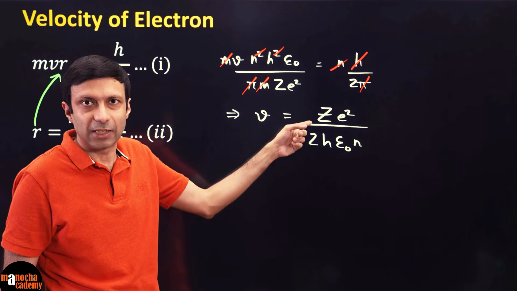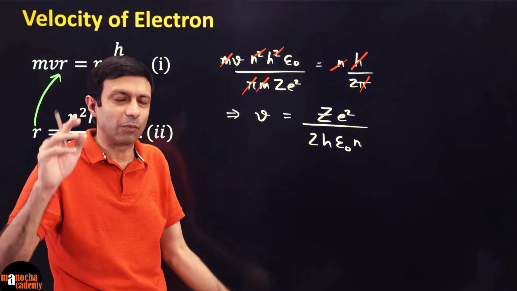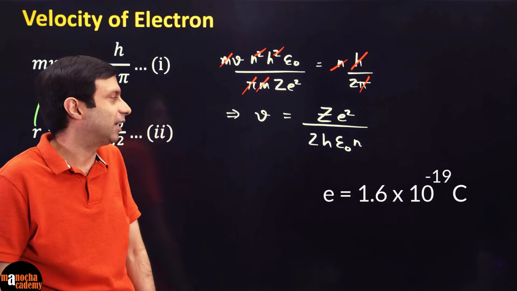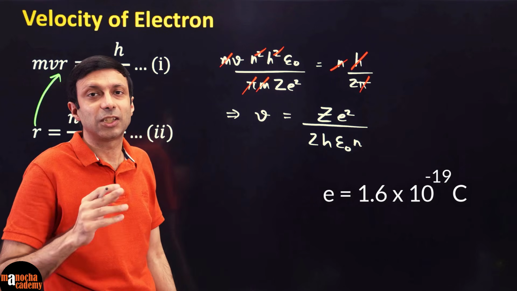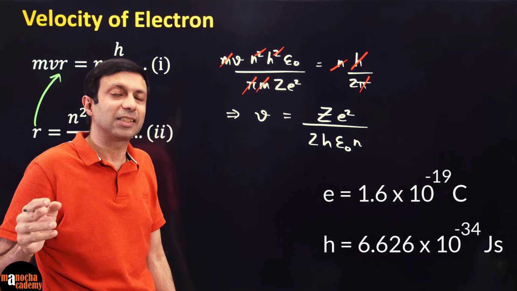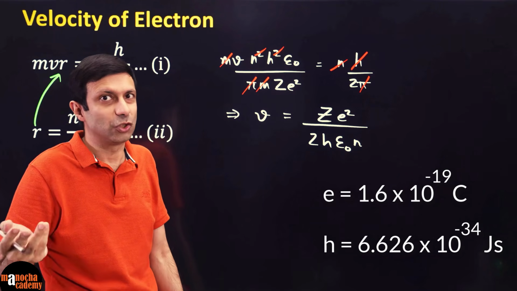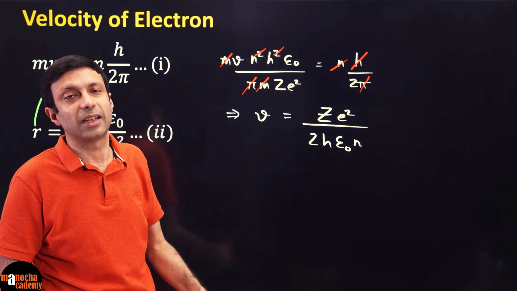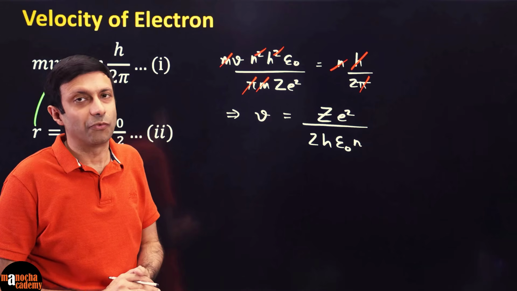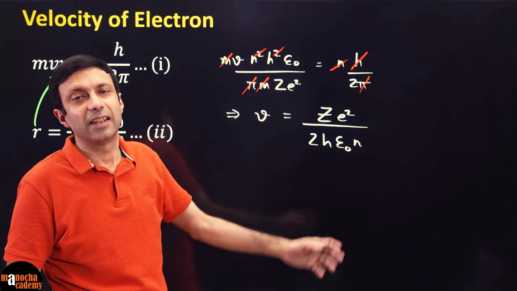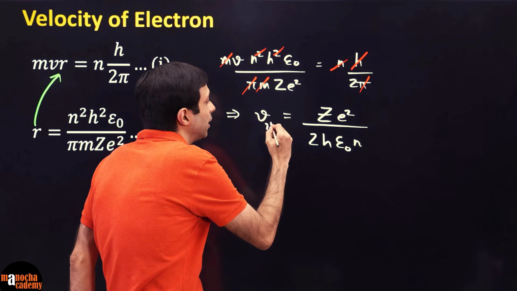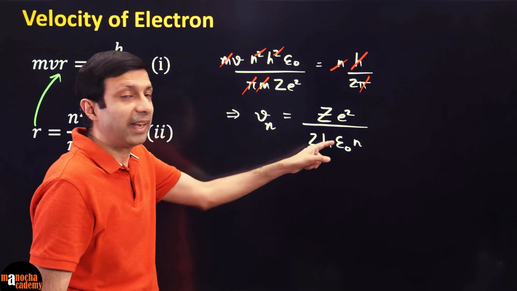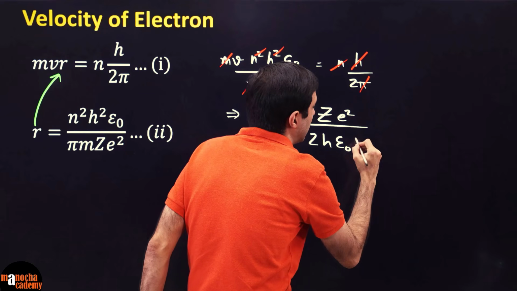Again, what is Z? Z is atomic number, E is the charge of the electron, that 1.6 times 10 to the power minus 19 coulomb. 2, constant, H is Planck's constant, 6.636 times 10 to the power minus 34 joules second. Epsilon naught is the permittivity of free space, and n is the nth shell. So this is really the velocity of the electron in the nth shell, right? This n is the shell number here.